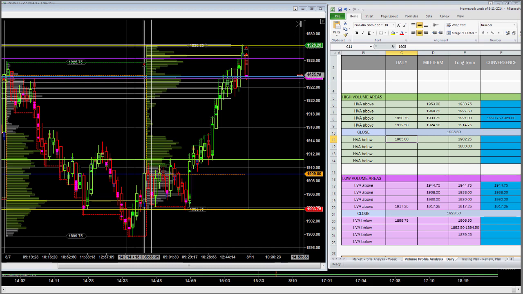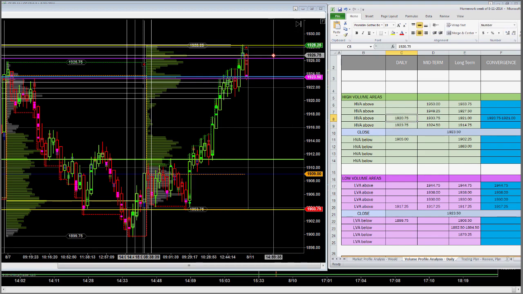So here's the close, and the high volume area really is up here at 23.75, and then volume point of control above. So we can say 23.75. I'm going to show you why we use these numbers. And then volume point of control up at 26.75.